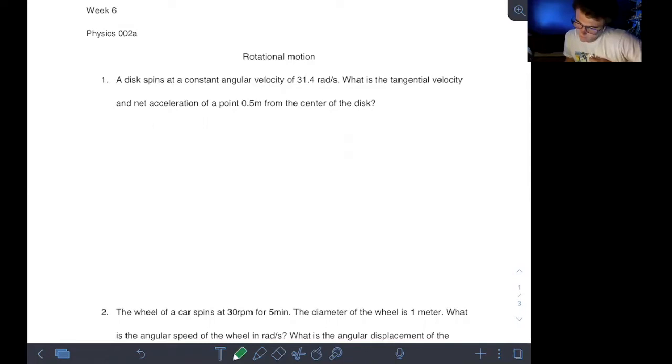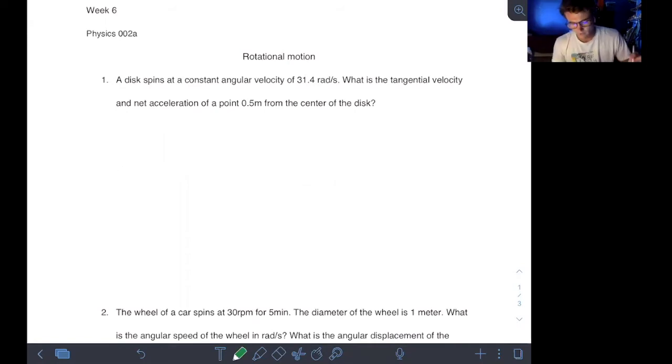So number one. We're going over rotational motion this week. A disk spins at a constant angular velocity of 31.4 radians per second. What is the tangential velocity and net acceleration of a point 0.5 meters from the center of the disk?